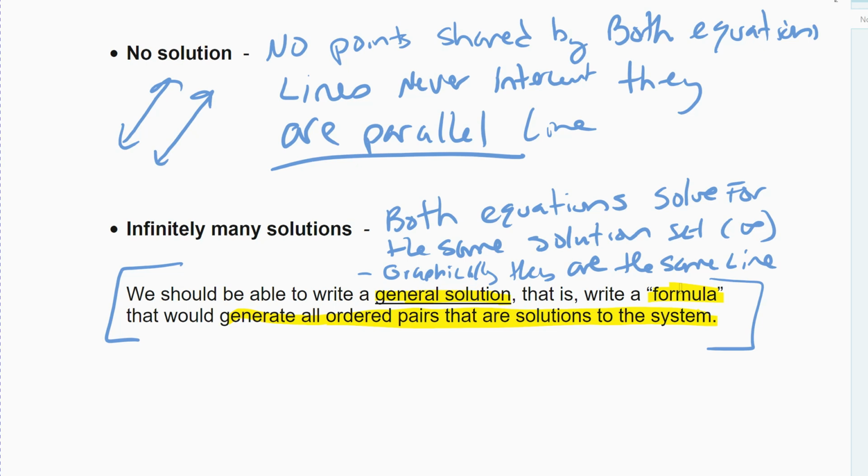Now, the catch is it's specific, right? There's a specific x value paired with a specific y value. And that's why it's the formula case. And that one makes this one a little tougher. We'll look at one example in this set of notes, and we'll do a whole bunch of examples in 3.2 since this is the harder case. All right, so one solution, no solution, or infinitely many solutions.